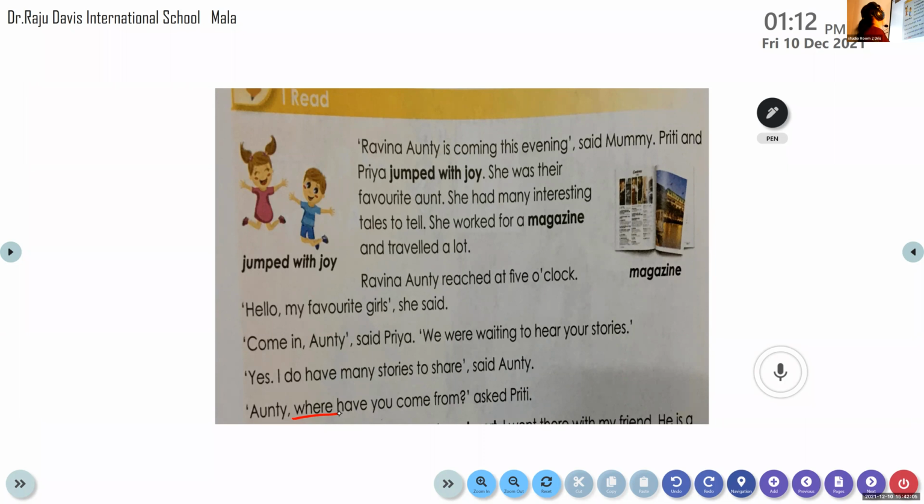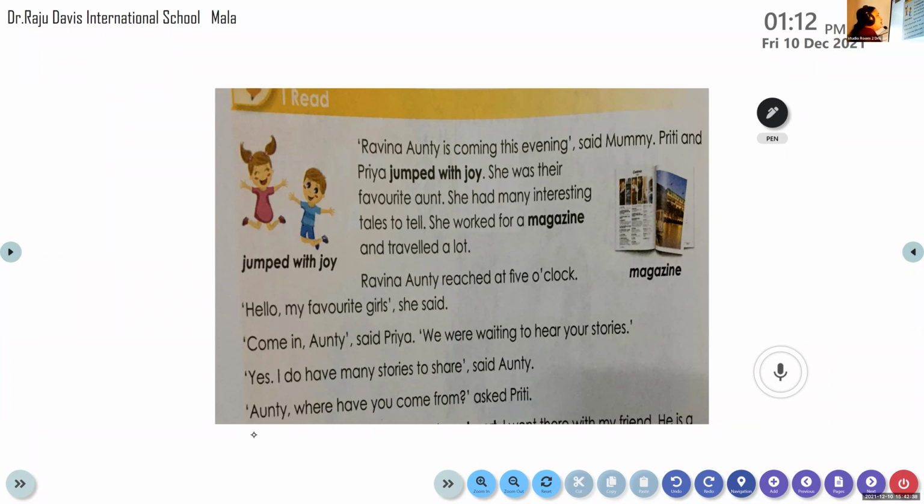Good effort. Thank you, ma'am. You're welcome. So finally, Ravina auntie reached at 5 o'clock in the evening. And as we all know, Ravina auntie was the favorite aunt of the two girls. The same way, the two girls were also loved a lot by Ravina auntie. So as soon as she reached their home, she said, "Hello, my favorite girls." She was also as eager to meet the two girls.